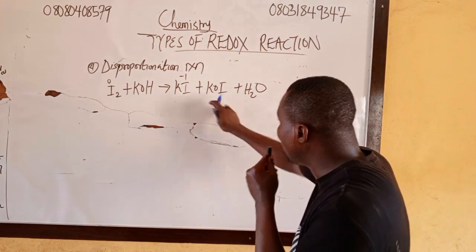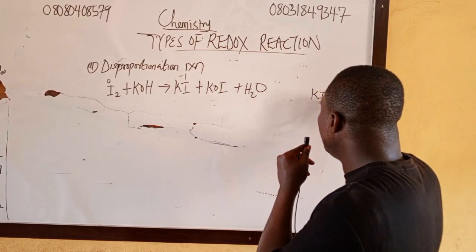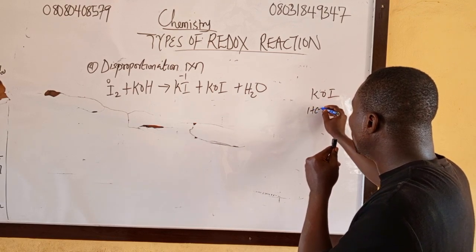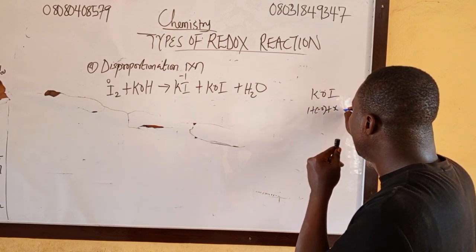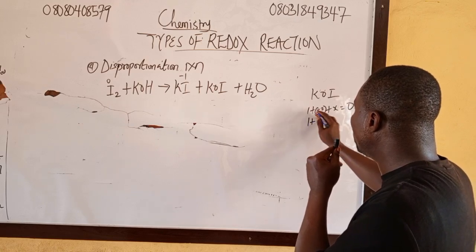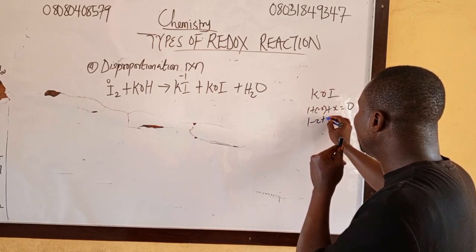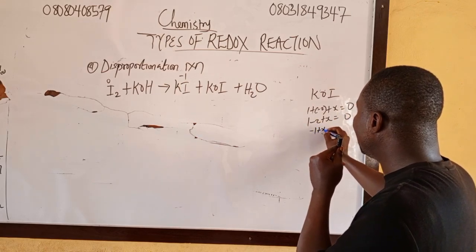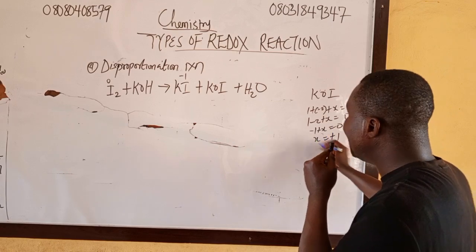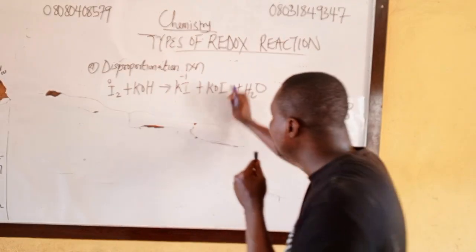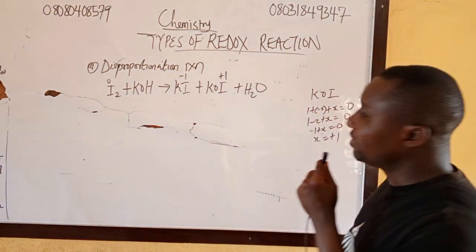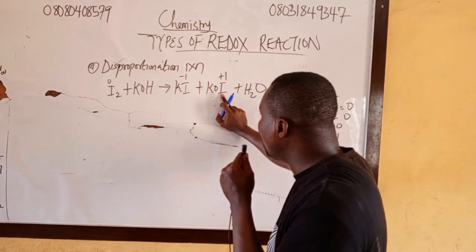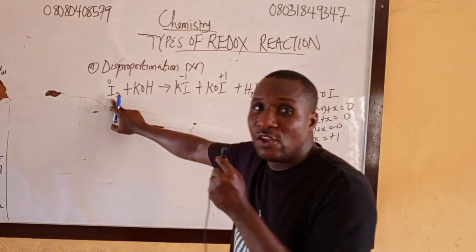Let us look at the oxidation number of iodine in KOI. In KOI, potassium is +1, oxygen is -2, iodine is X, everything equal to 0. This gives you 1 minus 2 plus X equals 0. Therefore, X is +1. In this case, the oxidation number of iodine is +1. Here, the oxidation number of iodine is -1. Oxidation number of iodine is +1. And in the reactant, iodine is 0.